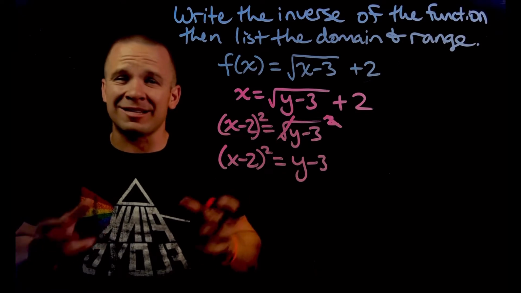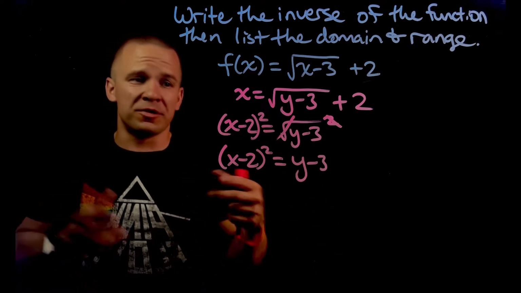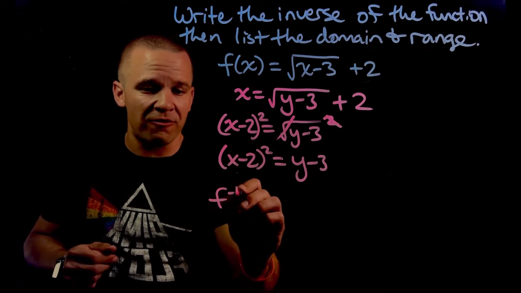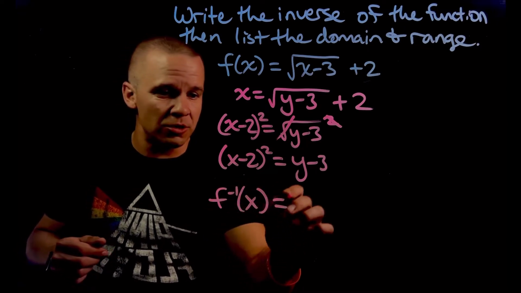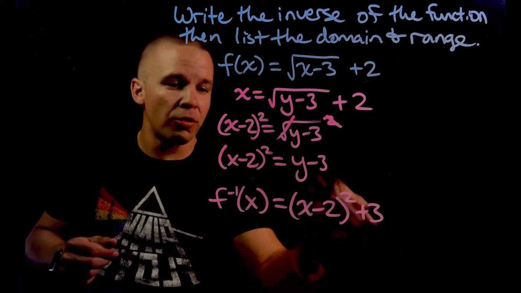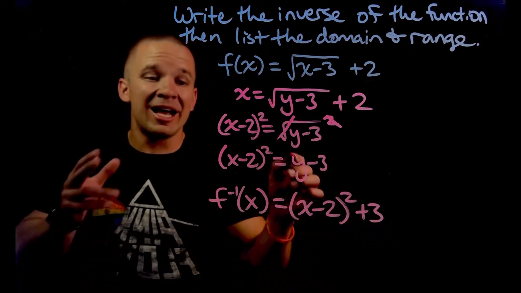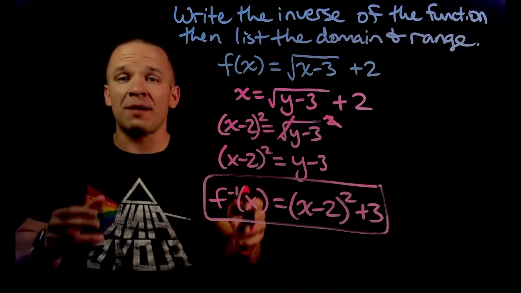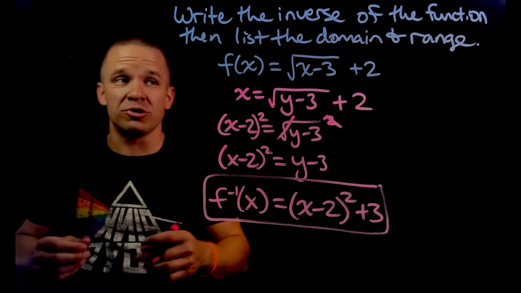And I just have one last step to do. I'm going to add 3 to both sides, and I'll have y equals. So I'm going to rewrite this in function notation. F inverse of x is equal to x minus 2 squared plus 3. So that is going to be my inverse. Beautiful. Now I need to find my domain restrictions and range restrictions for both.